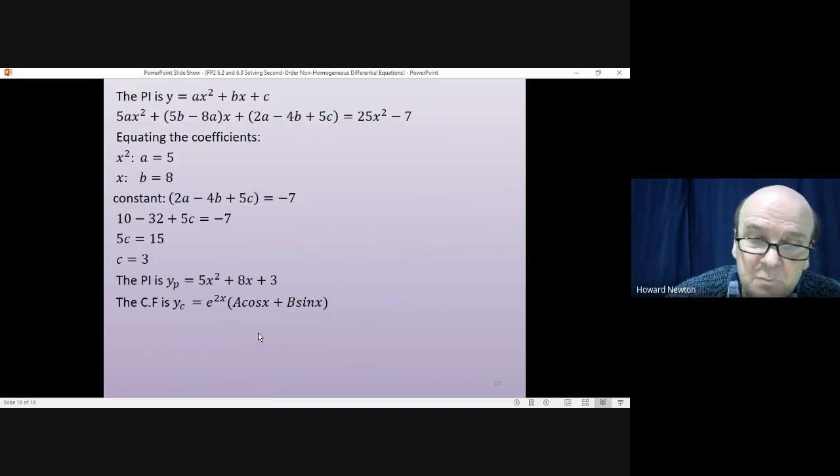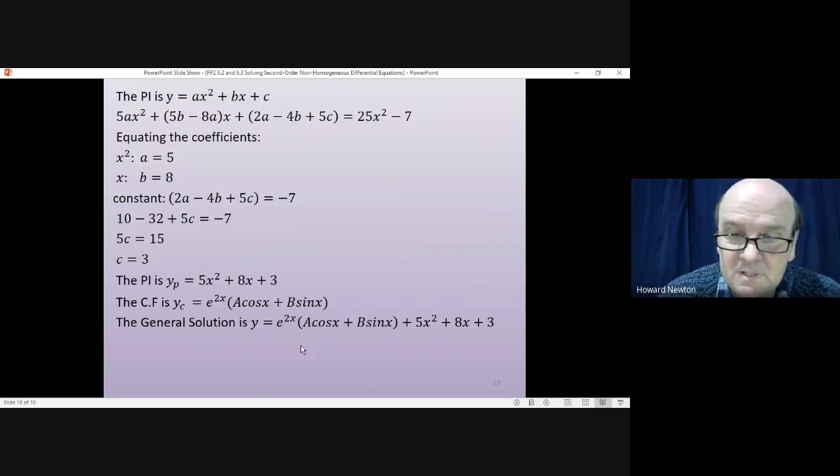The complementary function we've already found, and that is e^(2x) times (A cos x plus B sin x). And the general solution is just those two things added together, which gives us this.